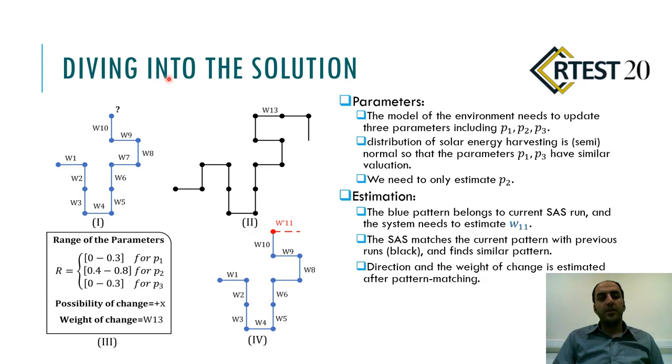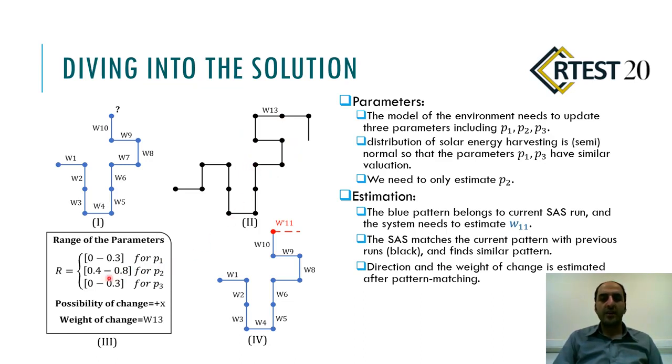Well, we are going to dive into the proposed solution. We follow the solution through a simple example. As denoted in the figure, the blue pattern belongs to the current run of the self-adaptive system, and the parameter of the model could not be updated in the 11th step. The self-adaptive system searches for previous runs in the history and finds a similar pattern, the black one, and matches it to the current pattern.